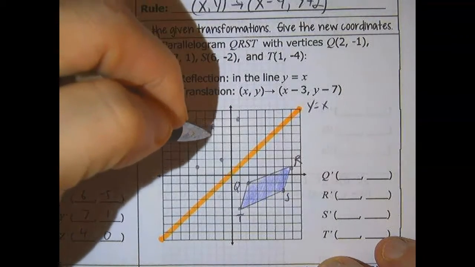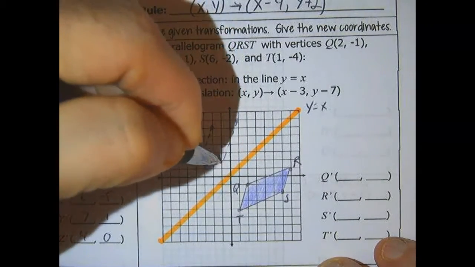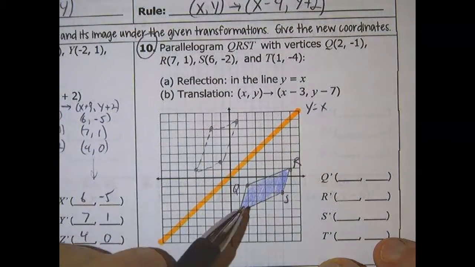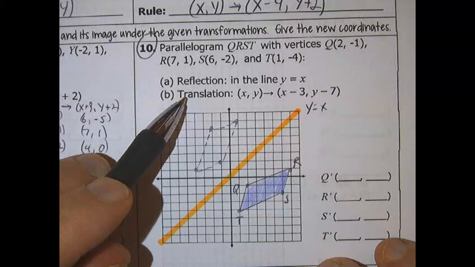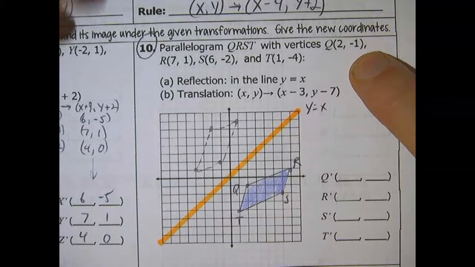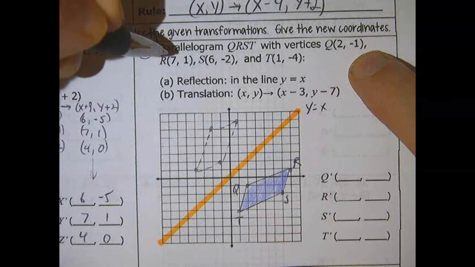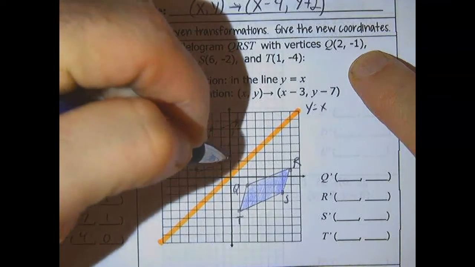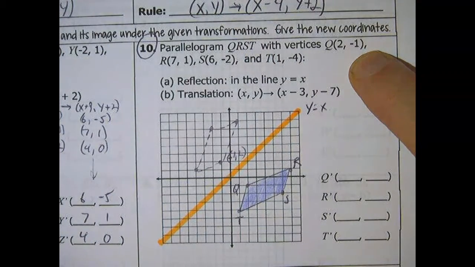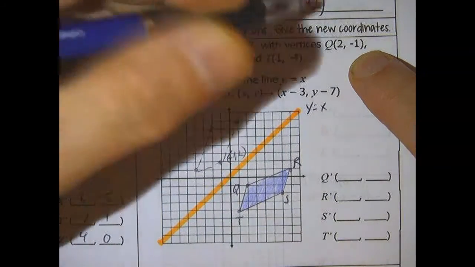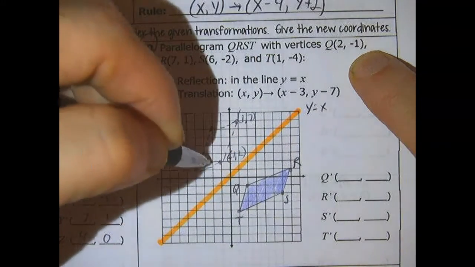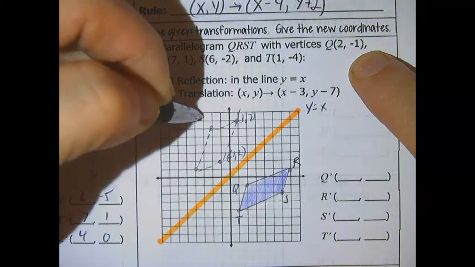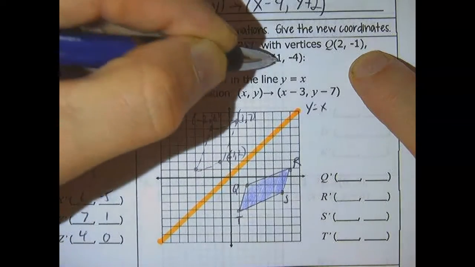And now this is going to be my middle step. So this is not my final image. It is the image of this pre-image, but it's going to be the pre-image of this translation. So now let's take note of what these points were. Negative 1, 2 is right here. 1, 7 is right here. Negative 2, 6 is right here. And then negative 4, 1 is right here.